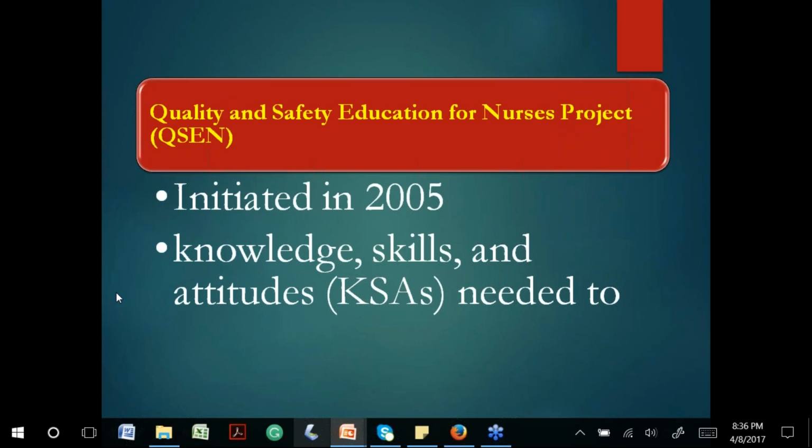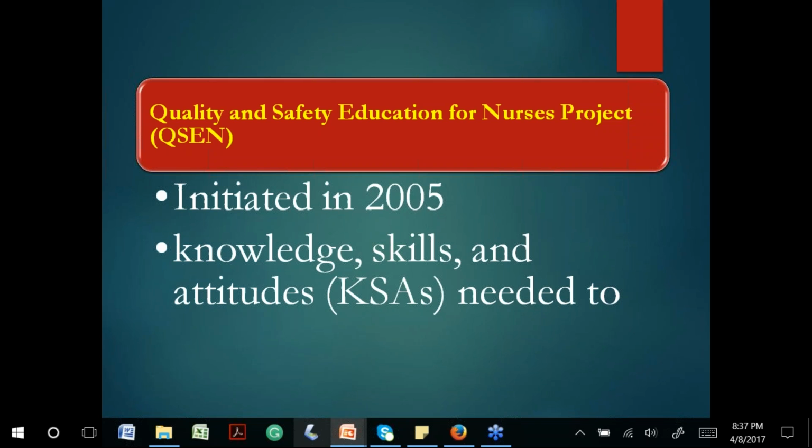Okay, so let's start. But first, we need to just remember about the QSEN. QSEN is in all curricula now in nursing education. Not nursing education only, but it is going to start being applied in any scenario in the medical field.